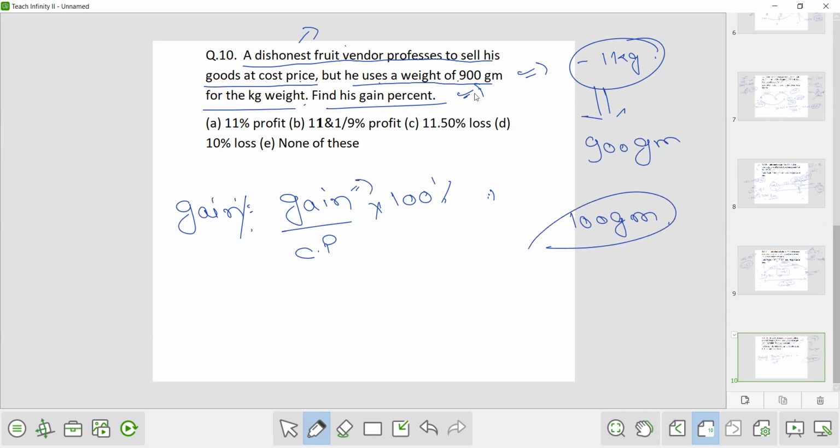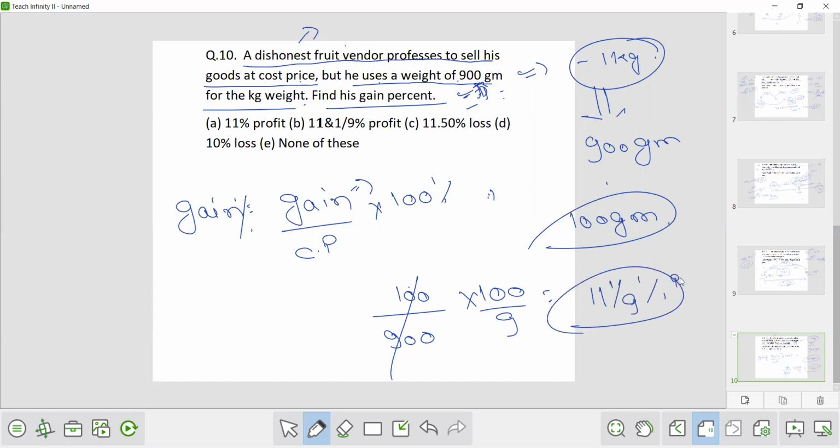Now, what is his CP? What is his cost price for this? The cost price is only 900 gram because he is selling 900 gram of goods. So gain is 100, CP is 900. So what is gain percent? 100 by 900 into 100%. That gets cancelled to 1 by 9. So 100 by 9, that is 11 whole 1 by 9% is the answer. So 11 whole 1 by 9% is the profit.